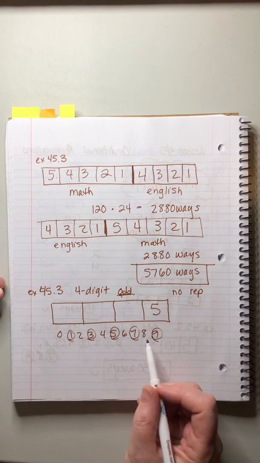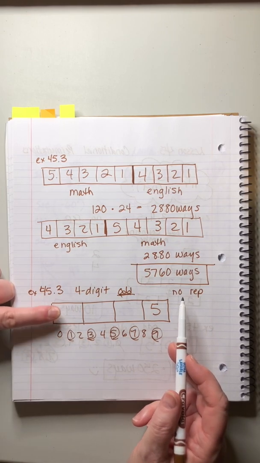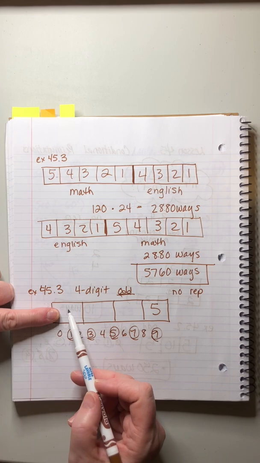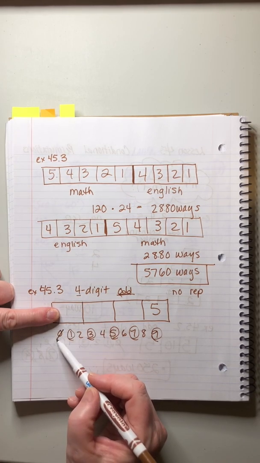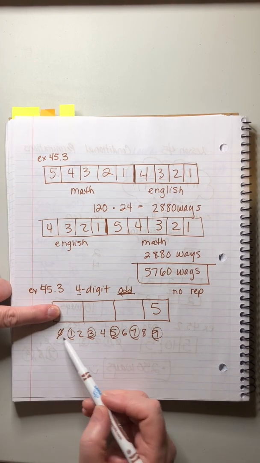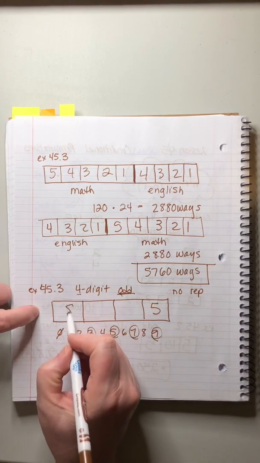All right. That's cool. There's no repetition. Let's turn our attention to this one next. This one, it's got to be 4 digits. So what that tells us is zero's out. We can't put 0 in this place. So that means we're down to 9 choices, but we've already used 1 here. So that means we're down to 8 choices.